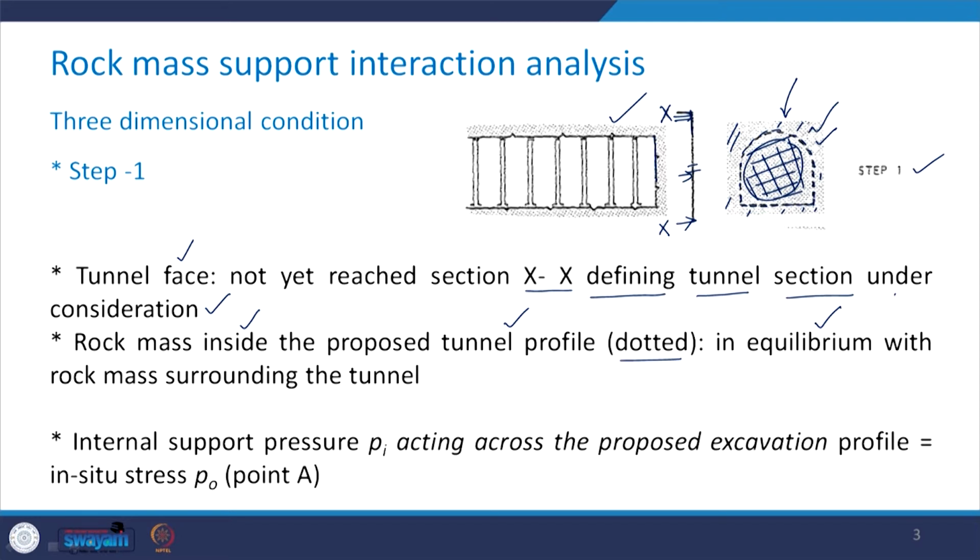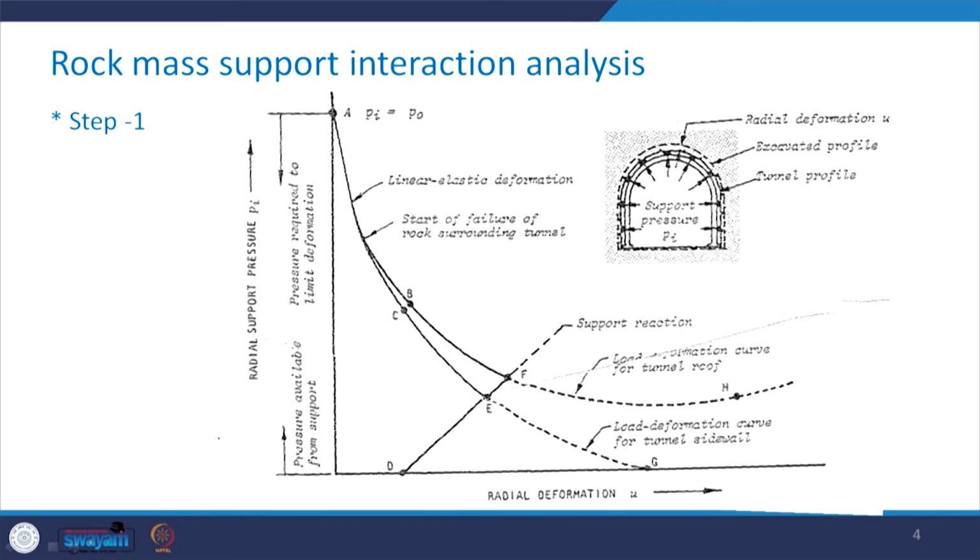And therefore, the internal support pressure, which I am representing with Pi, acting across the proposed excavation profile, will be equal to the in situ stress P naught, and this is represented with the help of a point A, where we are trying to plot the radial support pressure versus the radial deformation.